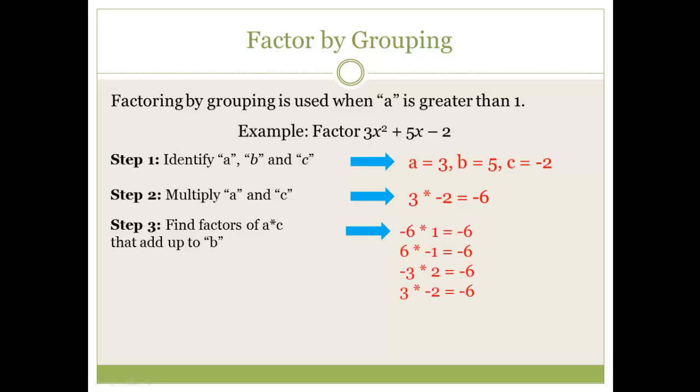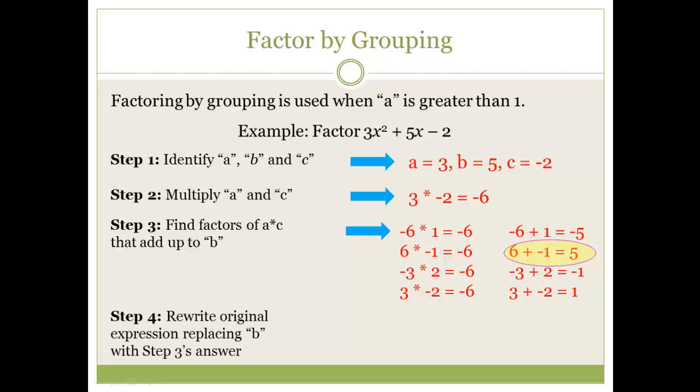These are all the possible combinations of two numbers that when multiplied equal -6. Add the pairs and find the one that equals 5. 6 and -1 are the numbers. Go back to the original equation and replace 5x with the 6 and -1. You will get 3x squared plus 6x minus 1x minus 2.